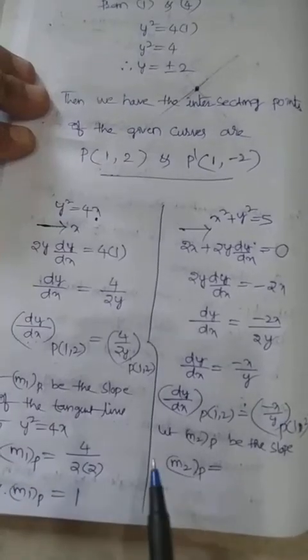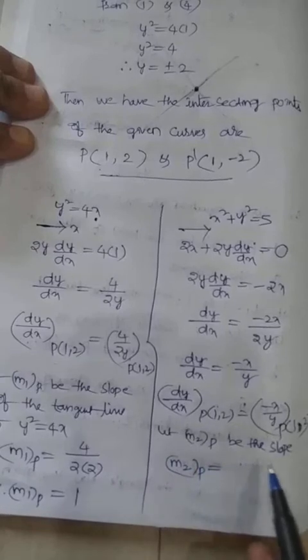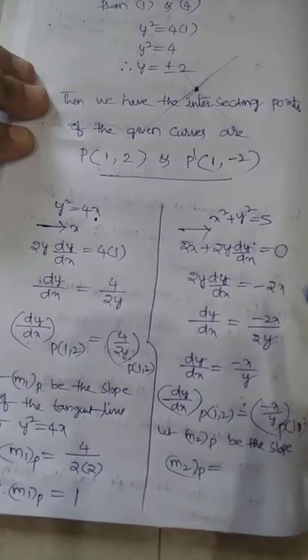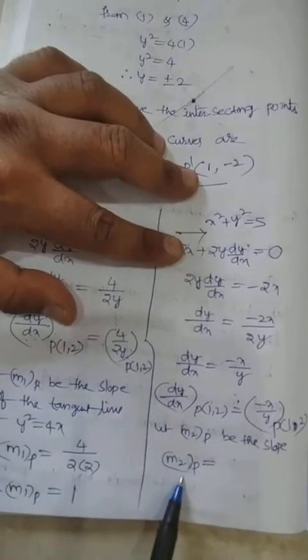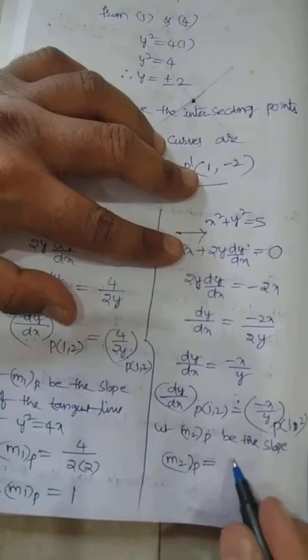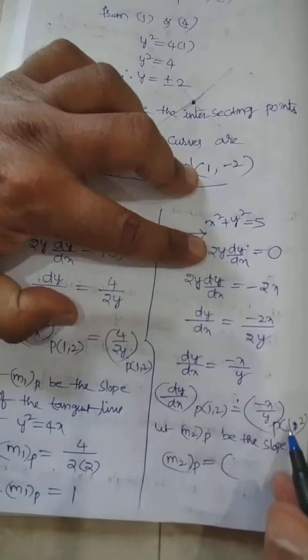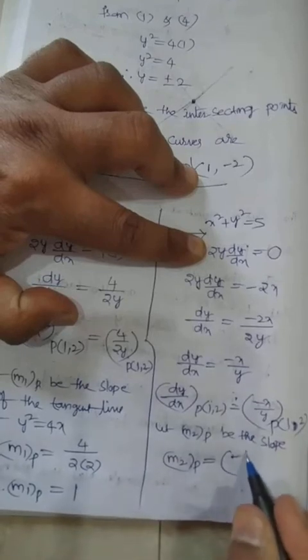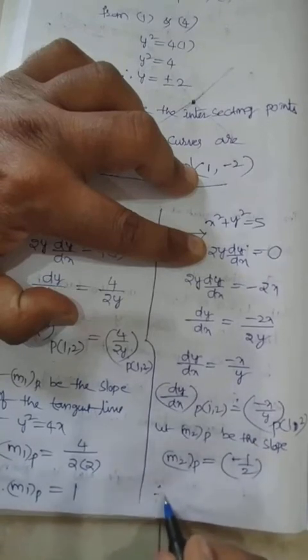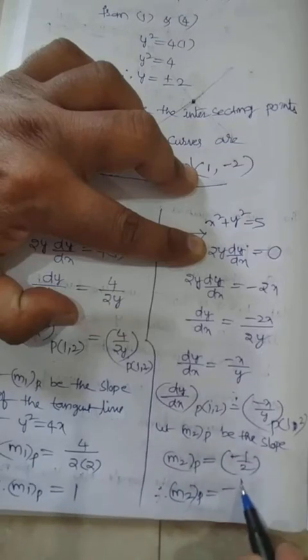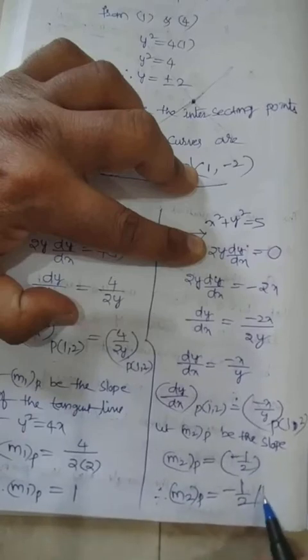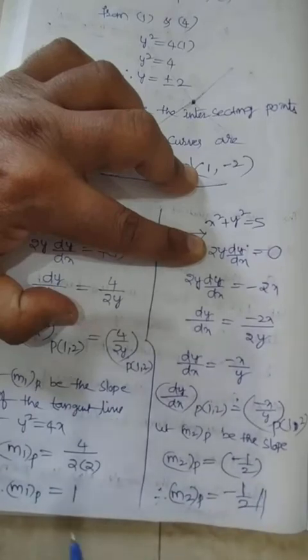With the same concept, let m2 of P be the slope of this curve at this point P. So dy by dx is replaced with m2 of P. What is our m2 at P? In place of x I substitute 1, in place of y I substitute 2. That is minus 1 by 2. Therefore m2 at P is minus 1 by 2. So I got the values of m1 at P and m2 at P.